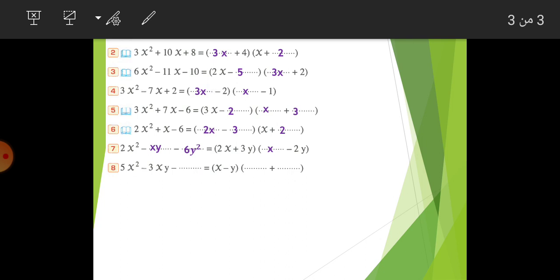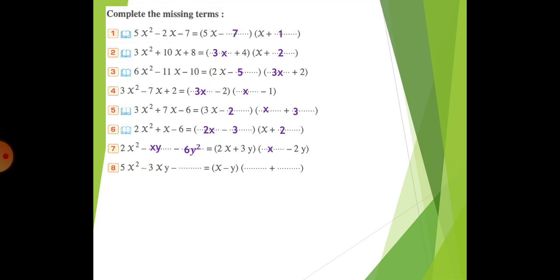The last one, 5x over 2, it will be x times 5x. Here, extremes and means. The means negative 5xy, and the answer here negative 3. So x times the space equals 2xy. 2xy times y equals y power 2.